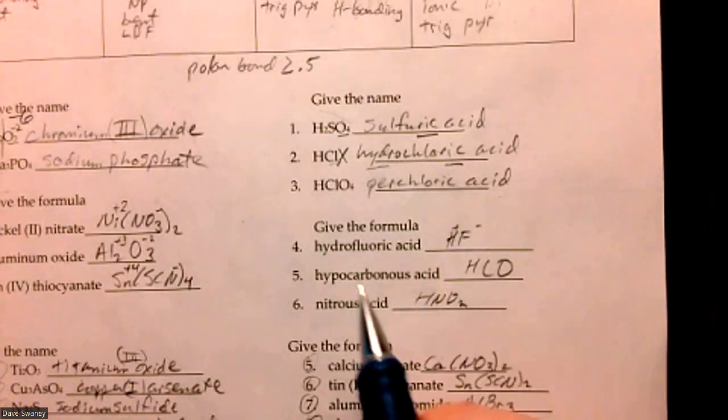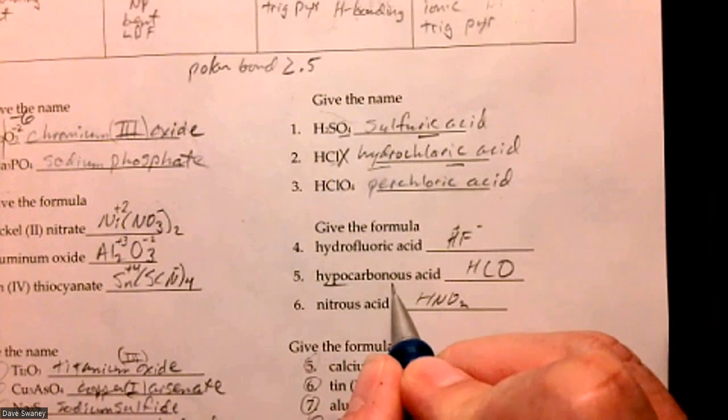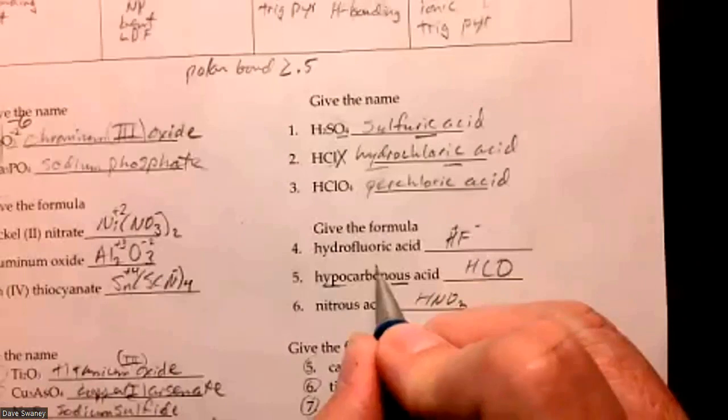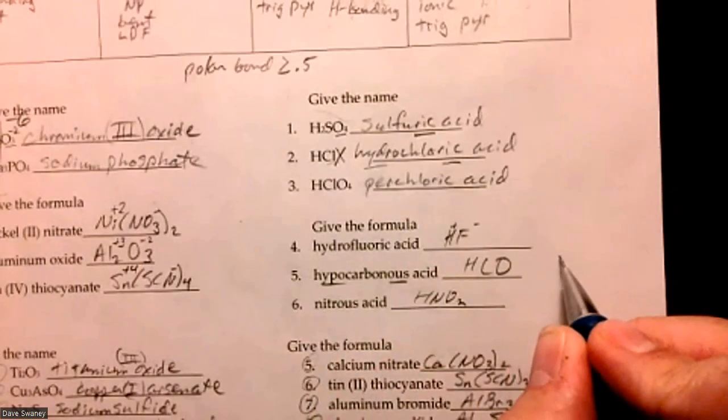Hypocarbonous. Well, hypocarbonous acid means there are two fewer oxygens than there would be if you were using carbonate. So we are not using CO3 minus 2. You know what? That is wrong. I just realized that's a 2 right there.